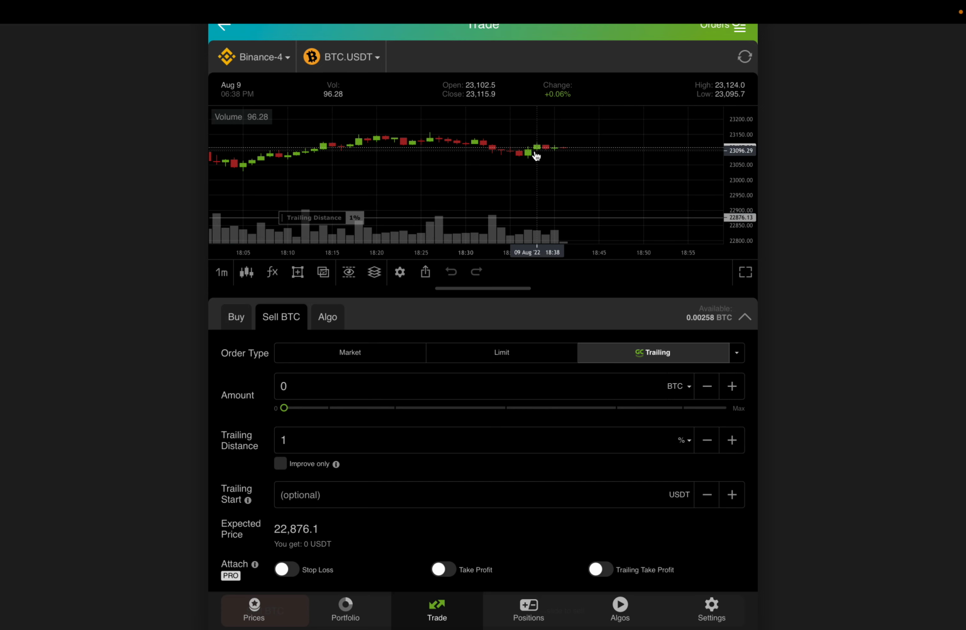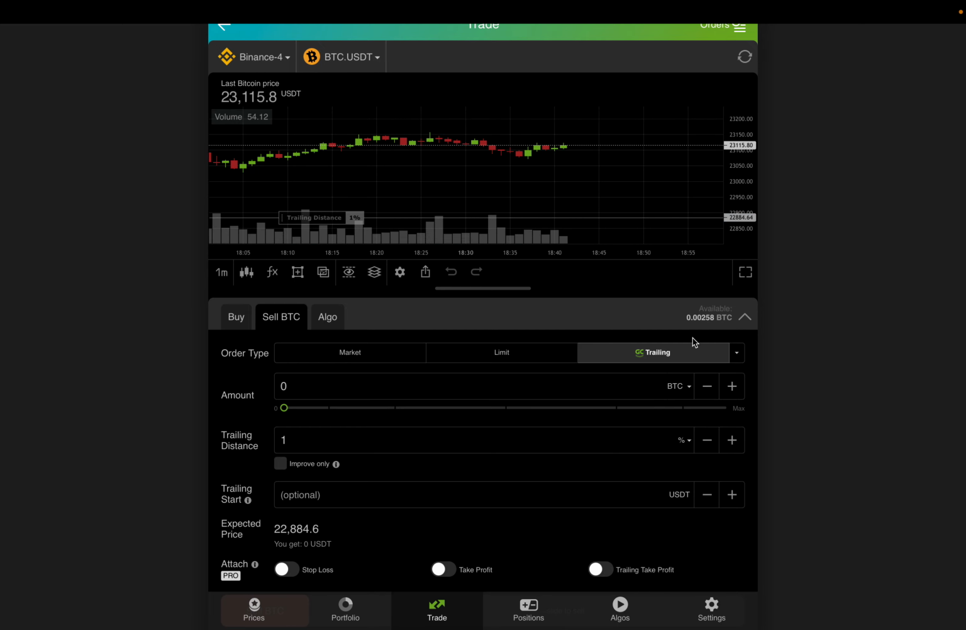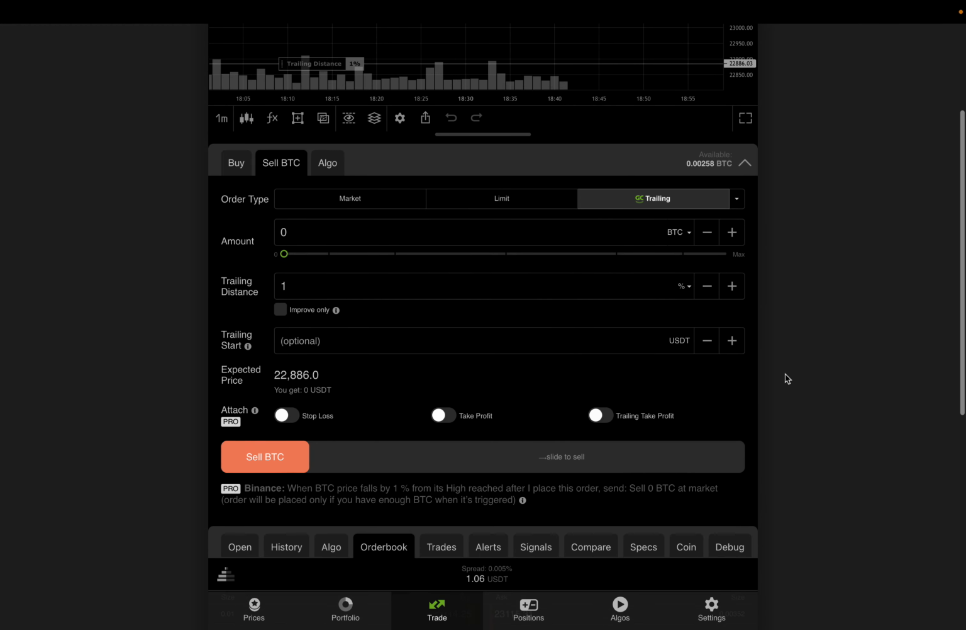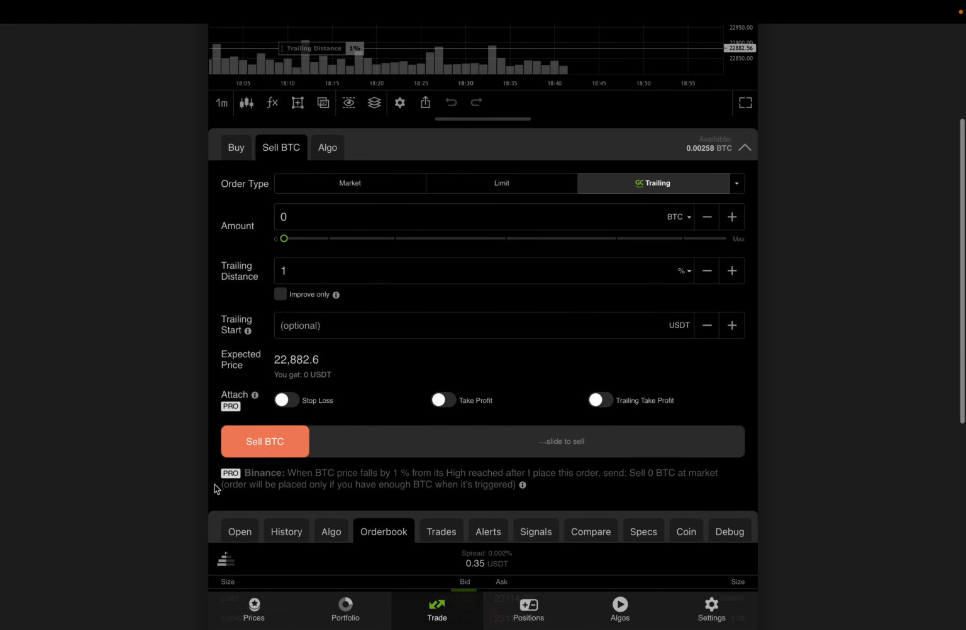So if it's a sell order and the price falls and hits the trigger, a market sell order will be sent if you've chosen a trailing stop order, right? So the trailing stop order here basically sells at market. You can see it here in the description. And also here we have a nice textual order description. You can see that when BTC price falls by 1% from its high reached after I place this order, sell BTC at market, right?